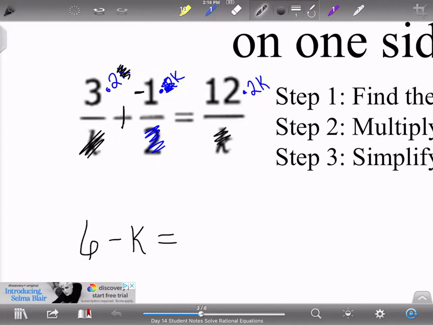Hopefully you've noticed the pattern here. The K in the denominator should cancel with the K that we were multiplying as part of the least common denominator. So now I'm just left with 12 times 2, which is 24.